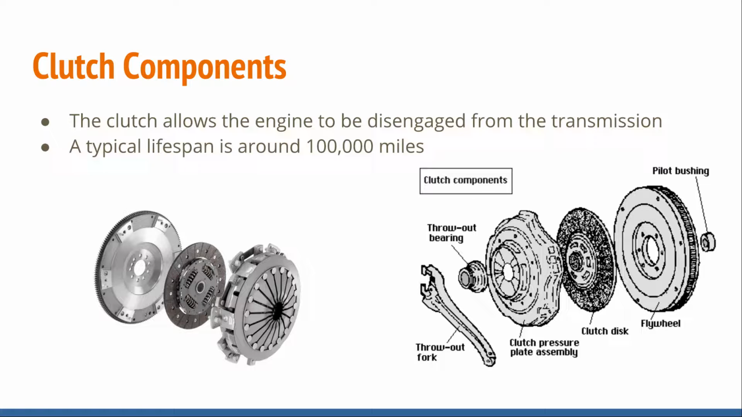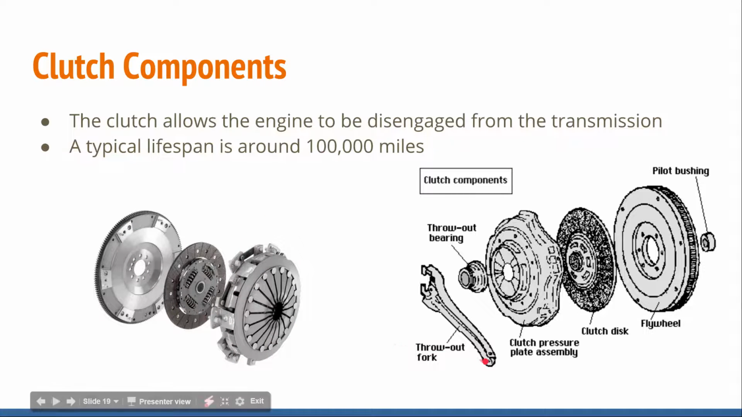Typical lifespan of a clutch is around 100,000 miles. So right here is a picture of a clutch. And this right here is the friction disc. This is attached to the engine. So there's your flywheel. And right here is what's called a pressure plate.